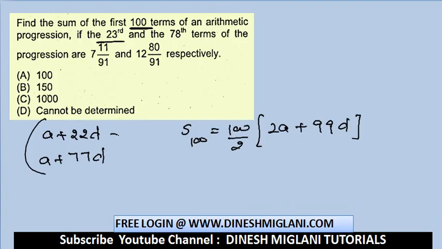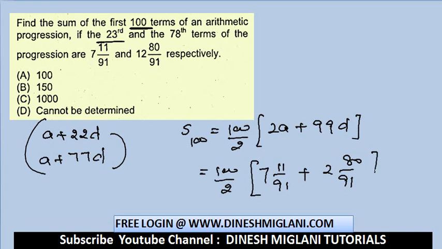When I add both of them, I will get the same result. It means my answer should be 100 by 2, and inside I add both, so this is 711 by 91 plus 280 by 91. Now add 7 plus 2, that is 9, and if I add 11 by 91 and 80 by 91, that would be 1. So 7 to 9, 110, so it should be 100 into 10 divided by 2.